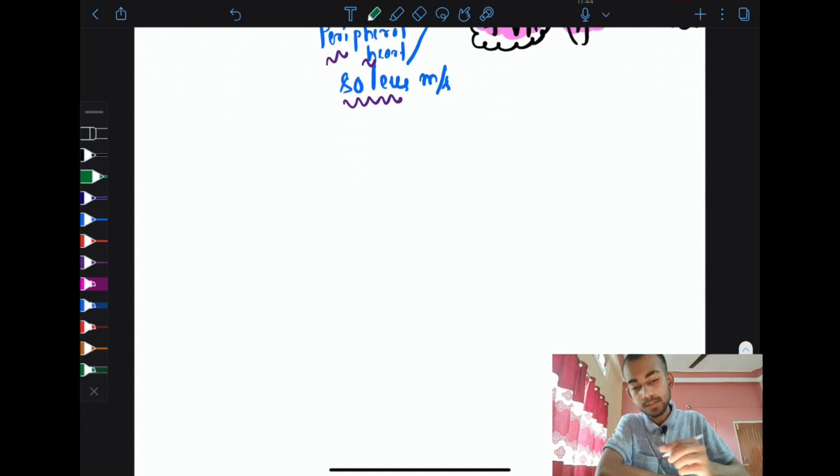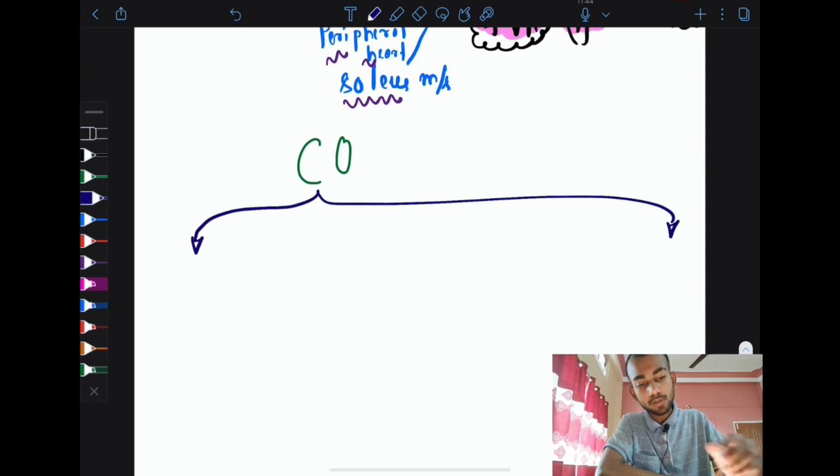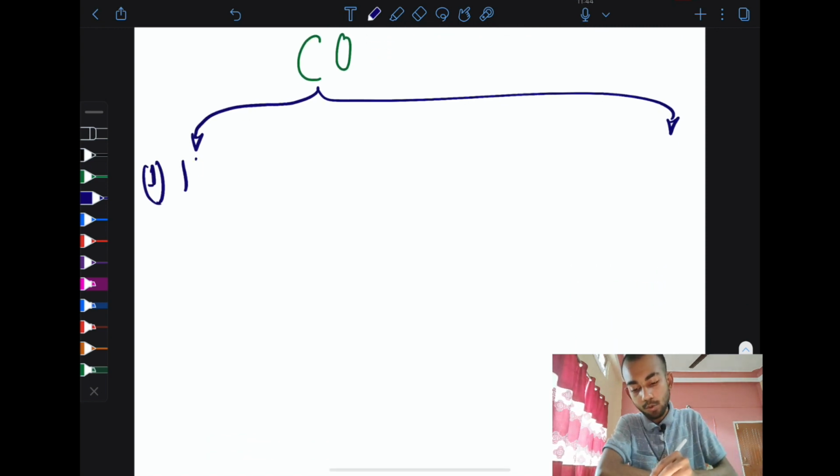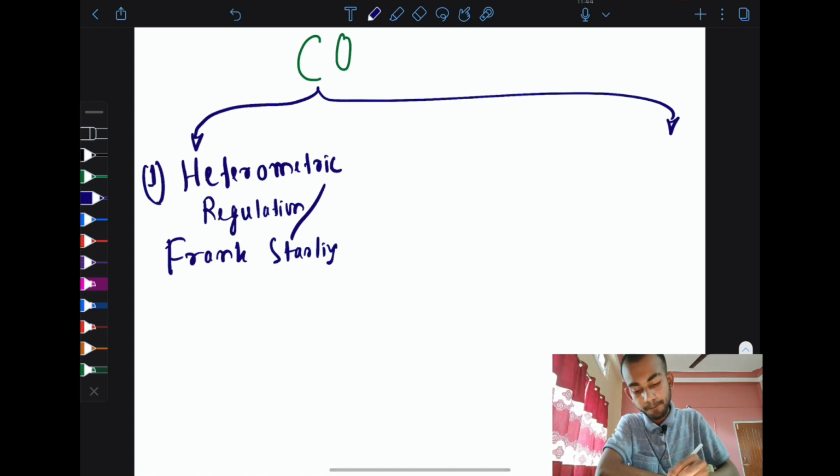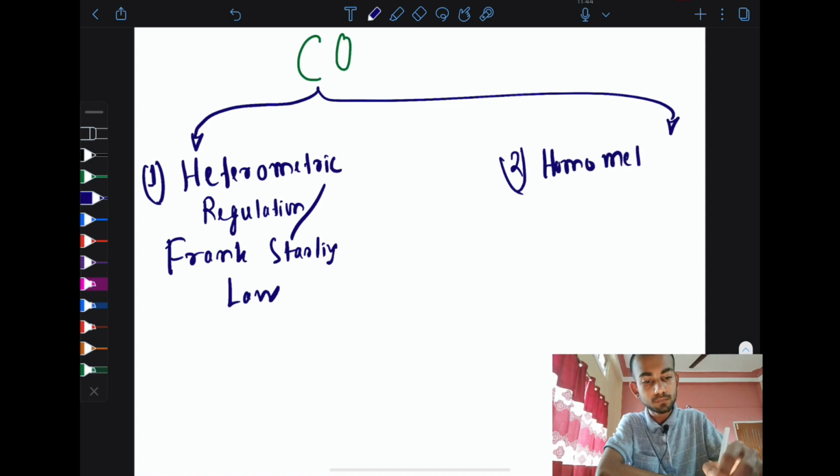Now, let us talk about the regulation of cardiac output proper. For understanding the proper regulation of cardiac output, we need to know about 2 aspects. Number 1, the heterometric regulation, also known as the Frank-Starling law, right? And number 2, the homometric regulation, also known as what? Also known as the inotropy.